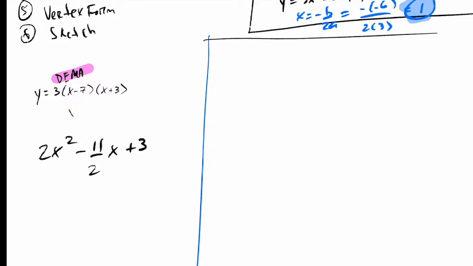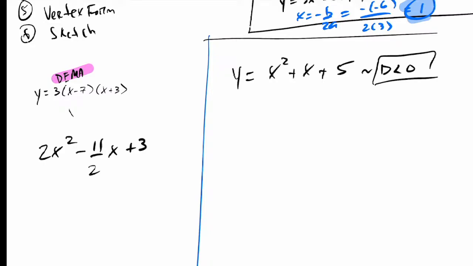Back to Marie's thing, what would you do if you have a quadratic without roots? So let's say I gave you a quadratic without roots. This one right here, x squared plus x plus 5. If you calculate your discriminant on this, you'll find that it is less than 0. This does not have any real roots.